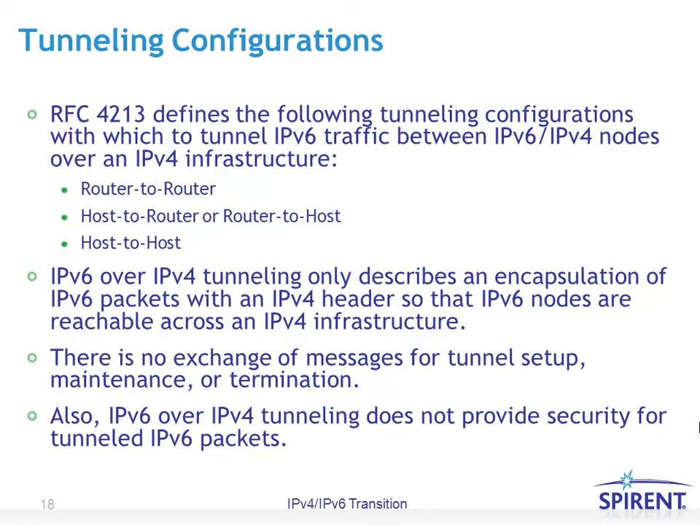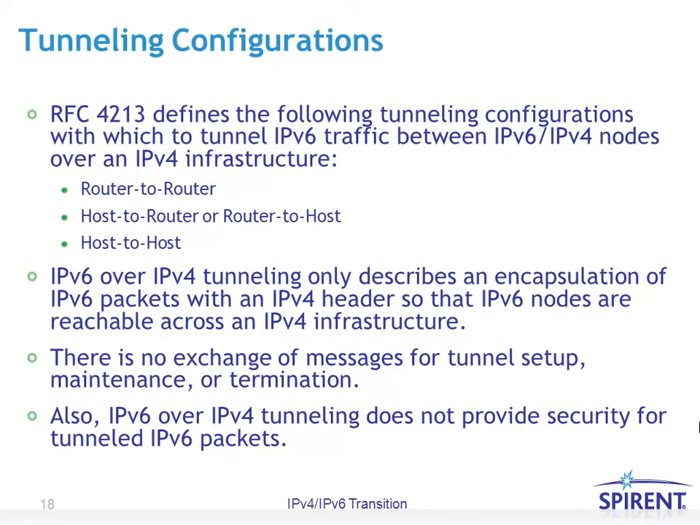RFC 4213 defines the following types of tunnel configurations: router to router, host to router, router to host, and host to host. And depending on what you're trying to accomplish, if it's router to router, it generally means that you have one version of IP on the endpoints and another version in between. So as discussed a few slides ago, we had IPv6 on both ends and IPv4 in between, so we needed a router-to-router tunnel to get our IPv6 traffic over the IPv4. There's also circumstances where you might have IPv4 on the ends and IPv6 in the middle, and so we'll address that in the second part of this as well.